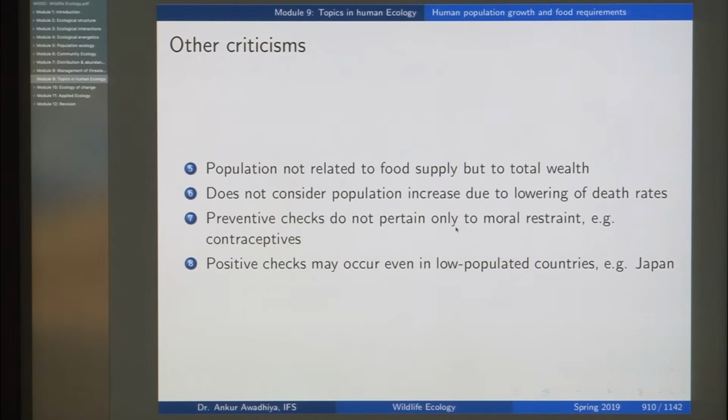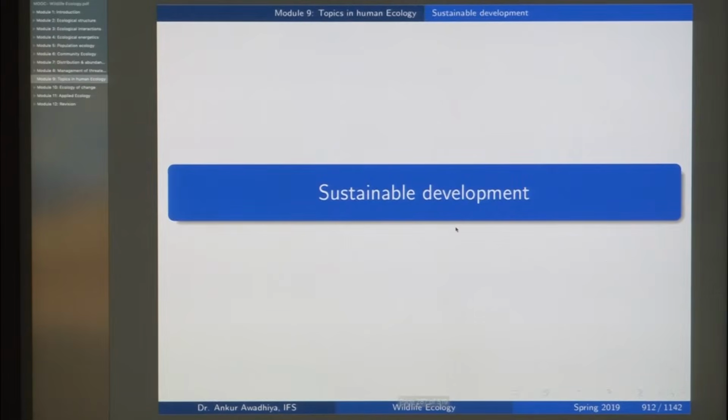Then preventive checks do not pertain only to moral restraint. In his time he did not consider the use of contraceptives, he only talked about moral restraint, but these days we also have a number of contraceptives available. Then positive checks may occur even in low populated countries. He said that positive checks will occur when you have a high population, but even in low population countries such as Japan, you can have things like earthquakes, tsunamis and floods.